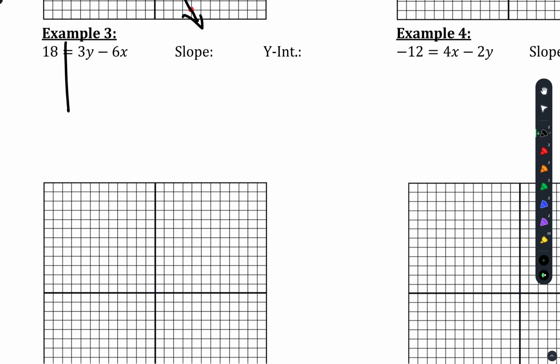First step is Autumn. I'm trying to keep that y where it is and move everything else away. So I add 6x on both sides. Now I have 6x plus 18 equals 3y. So what do I do now?